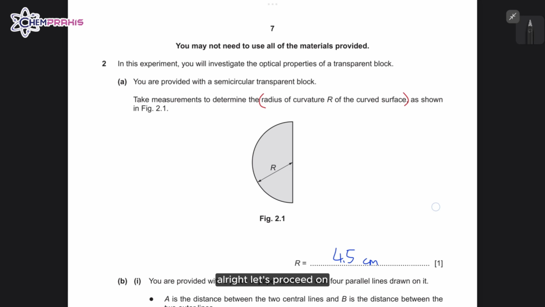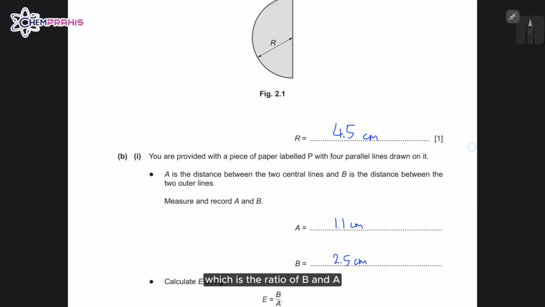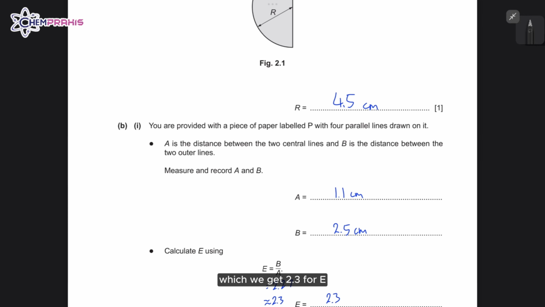Alright, let's proceed on. Now, we are provided with a paper labeled P with 4 parallel lines drawn on it. A is the distance between the 2 central lines and B is the distance between the 2 outer lines, and we will need to measure and record them, which I have done using the 30 cm ruler as 1.1 and 2.5 cm. Then, we will need to calculate E, which is the ratio of B and A, which we get 2.3. For E, there will be no unit as the units of A and B would cancel off one another.